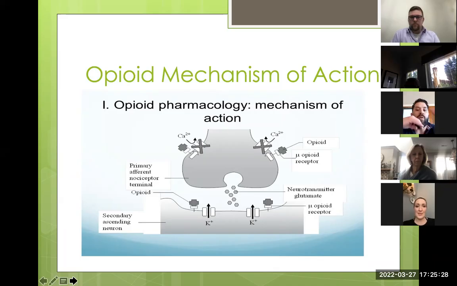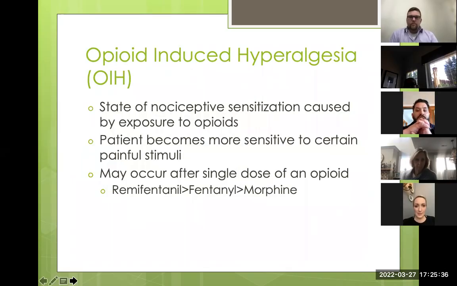So opiates can work on the presynaptic and the postsynaptic neurons. With opiate-induced hyperalgesia, we enter a state of nociceptive sensitization caused by exposure to opiates. They've done studies in rats and mice, and what they saw is that the more fentanyl they gave, the more sensitized to pain the animals became.